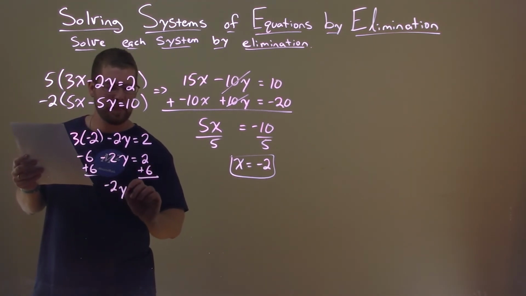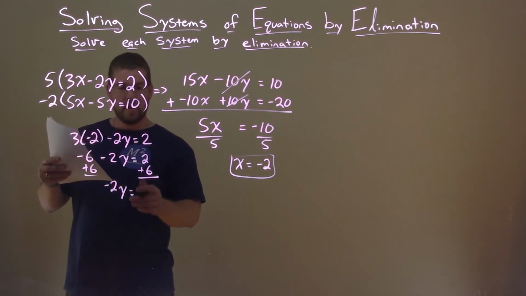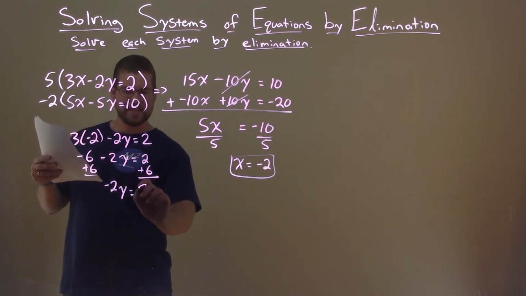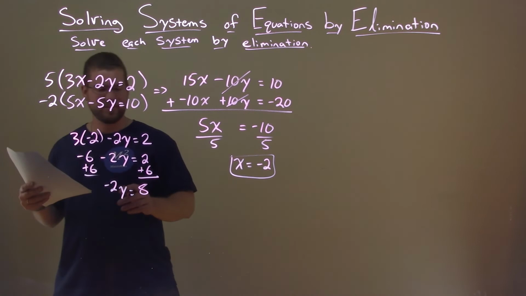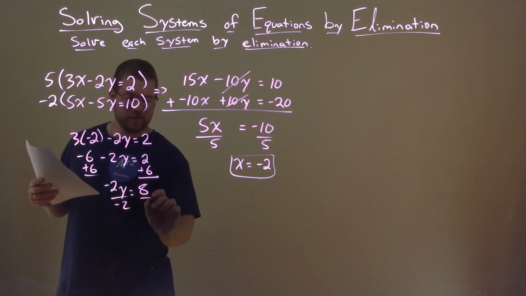Negative 2y equals 2 plus 6 right there. 2 plus 6 is 8. Lost my place for a second here. Divide by negative 2 to both sides.